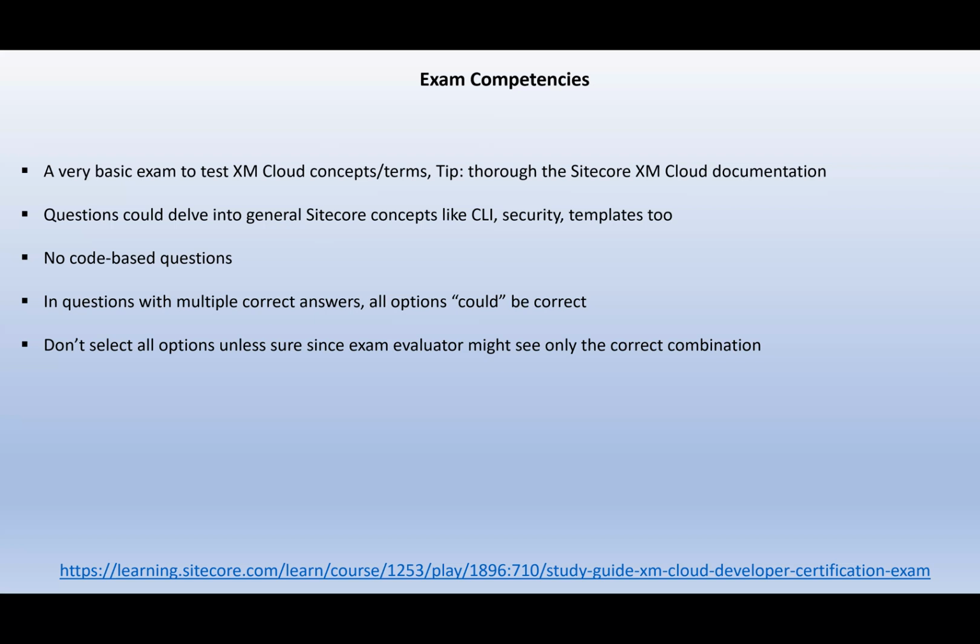In multiple correct answers, all options could be correct. But I'll be frank with you. There are 4 options. I have seen that only 3 are right, and one of them will definitely be wrong. So go by the law of averages, but don't go only by that. It could be otherwise, but most of the time 3 options are right. Maximum 3 options will be right. There will be one black sheep, which we have to spot out, but keep your options open. Don't select all options unless you are sure, since the exam evaluator might see only the correct combination. So that's something which we have covered.